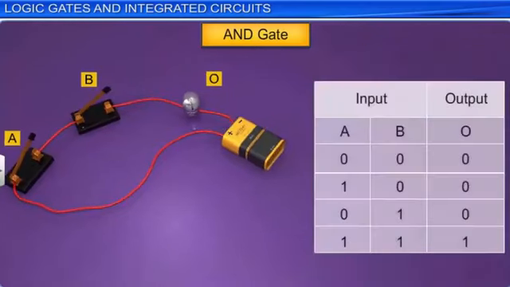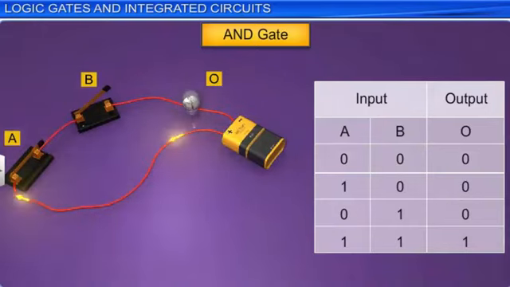When both the switches A and B are open, no current flows from them, so both the inputs are 0. The bulb in this case remains off, hence the output is also 0. When switch A is closed and switch B is open, input A is 1 while input B is 0. The bulb in this case still remains off, hence the output is still 0.